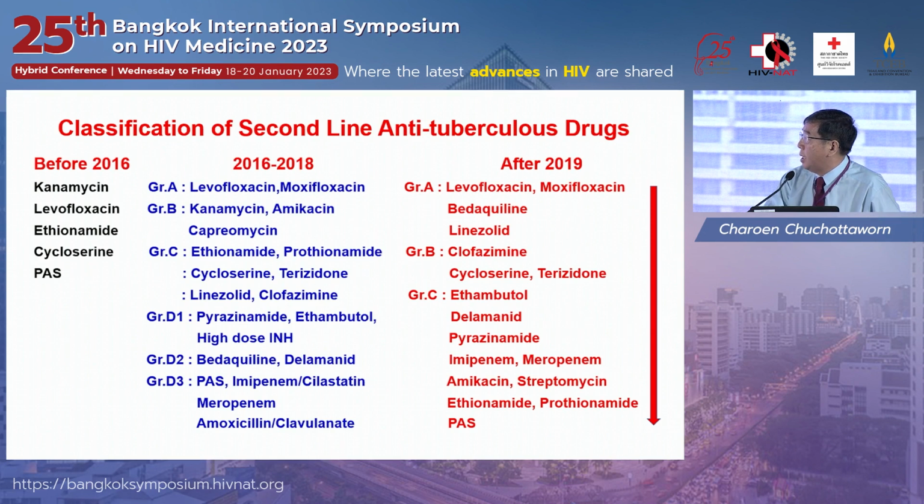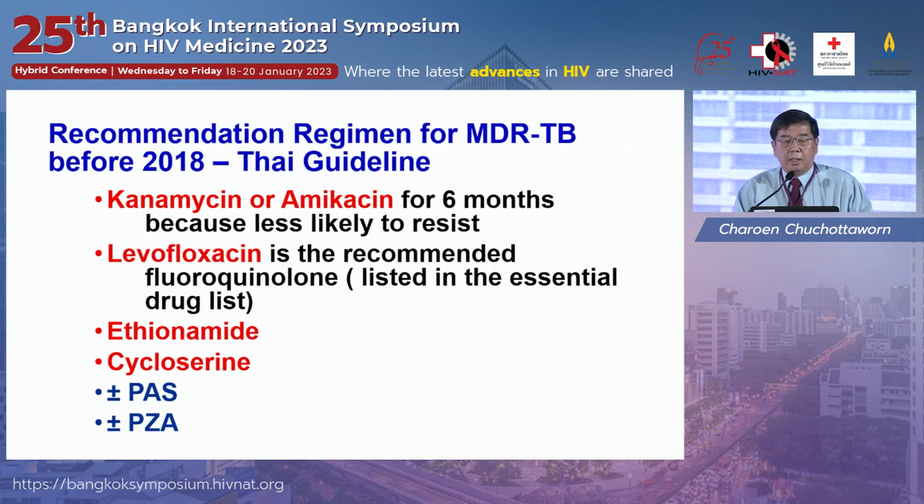And group C, ethambutol. And I put the red arrow here because the WHO recommends that you select the drugs from the top to the bottom. I mean that you use a drug from the first group, and you can substitute with the next drug, from up to down. And this is based on this classification before 2018.